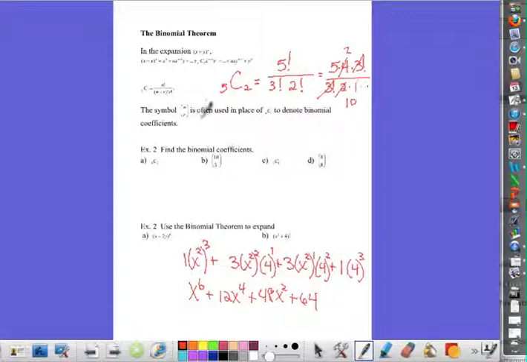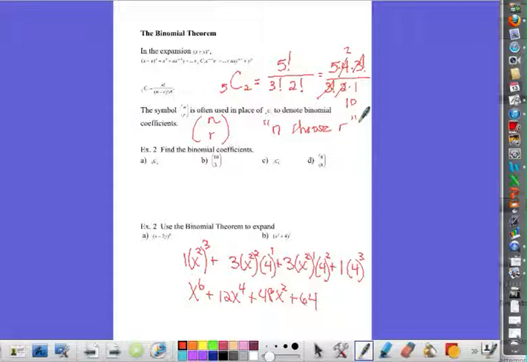Now, it says this symbol here, and oftentimes we read it as N choose R. N choose R is the same thing as NCR. It's like you have N objects and you're choosing R at a time, okay?